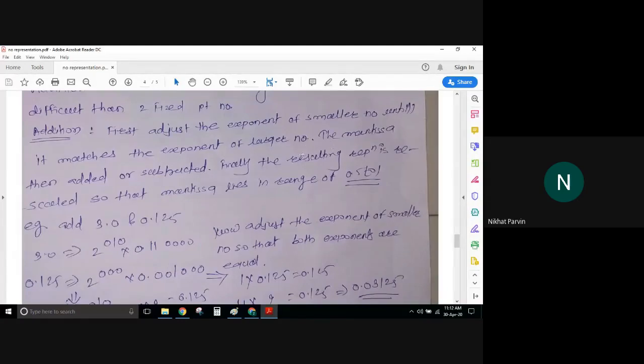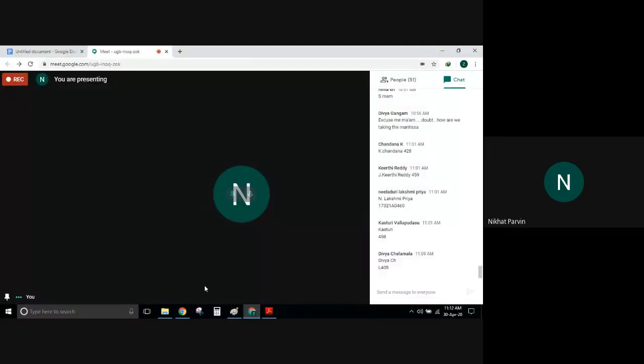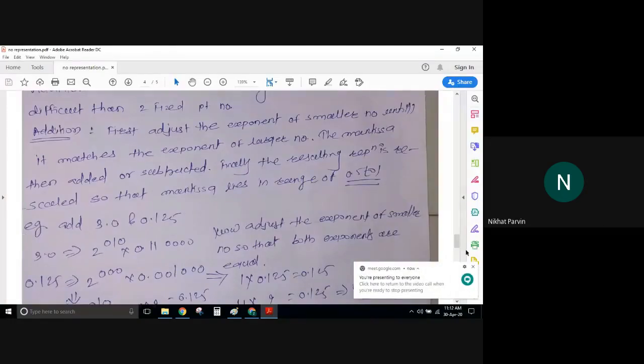I'll read it first, then we'll go one by one. First, adjust the exponent of the smaller number until it matches the exponent of the larger number. The mantissas are then added or subtracted. Finally, the resulting representation is rescaled so that the mantissa lies in the range of 0.5 to 1. That means whatever mantissa range you started with, by default the standard one, is the same here. Only for multiplication it was 0.25, because two mantissas got multiplied.